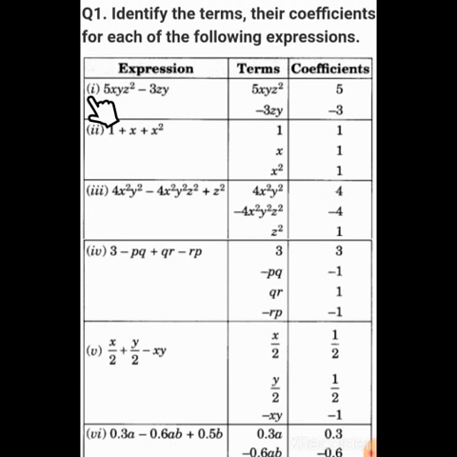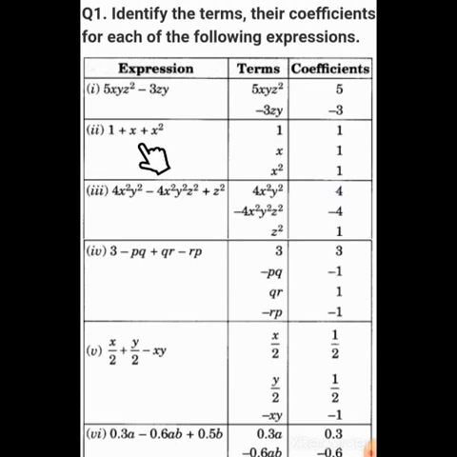In the first expression, 5xyz square minus 3zy, there are two terms. The first term is 5xyz square and the second is minus 3zy. In the first term 5 is the coefficient and in the second term minus 3 is the coefficient.